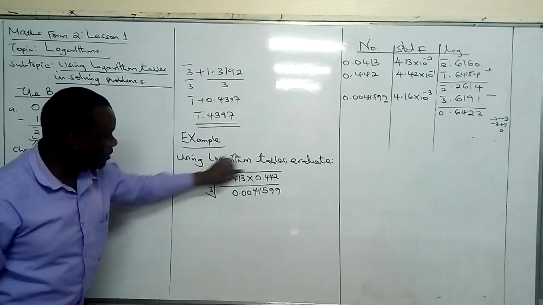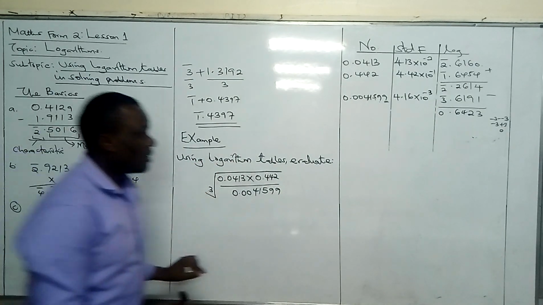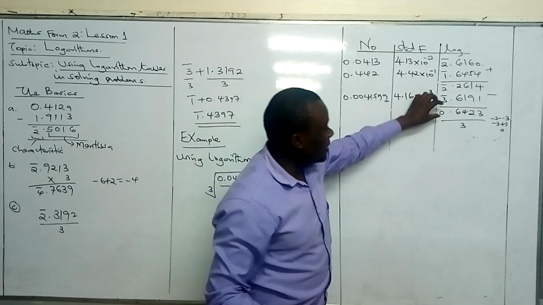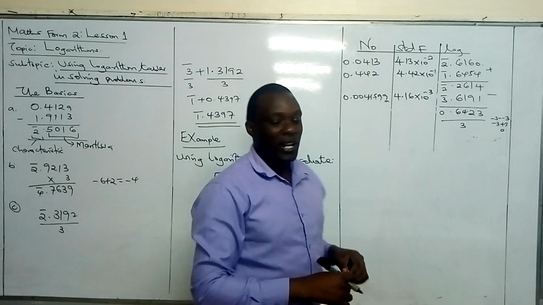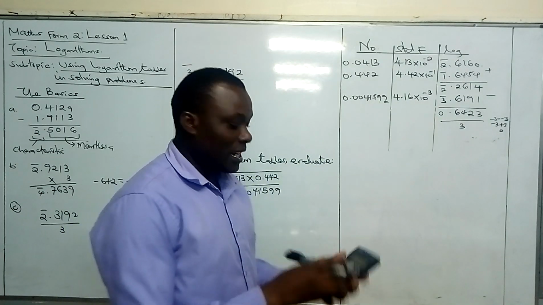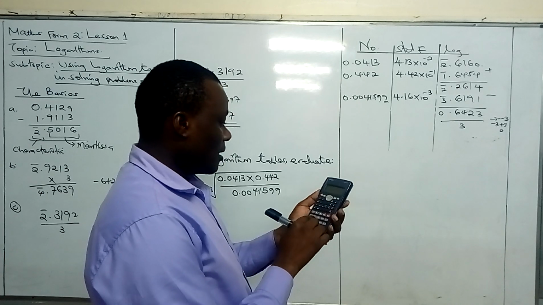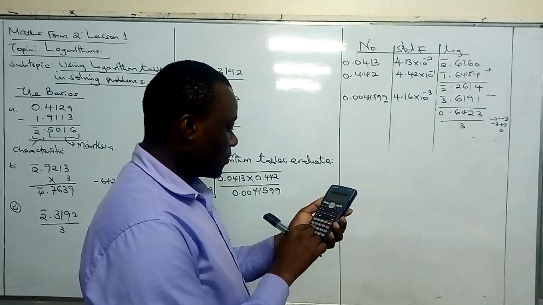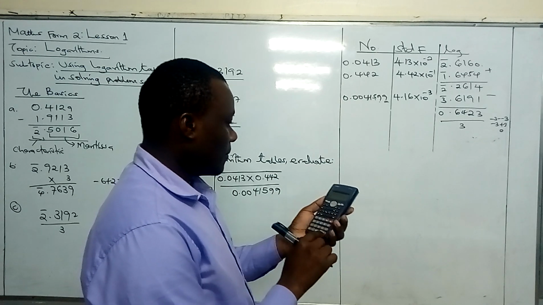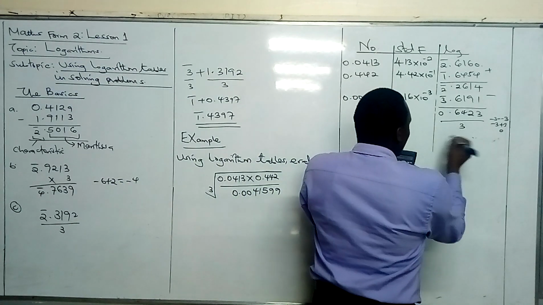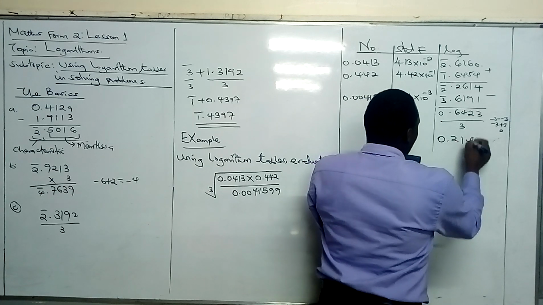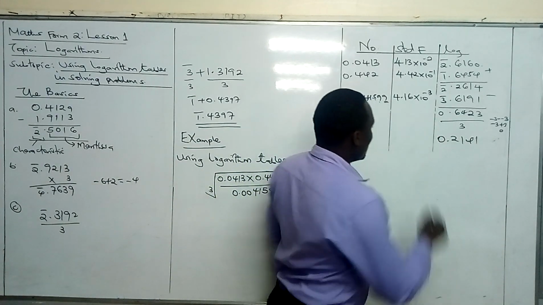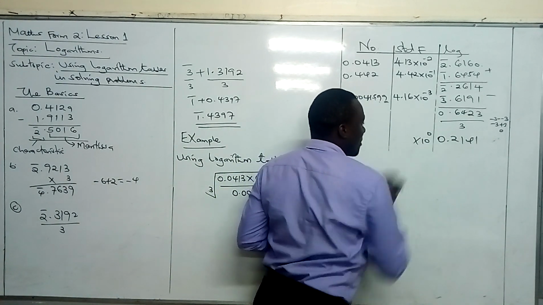Then we are supposed to divide by 3 because we have a cube root. So we divide this one by 3. Remember, I said that if the characteristic is positive, then you can now use your calculator directly. So we will have 0.6423 divided by 3. So that will give us 0.2141. Now, this characteristic will change and it becomes our power.